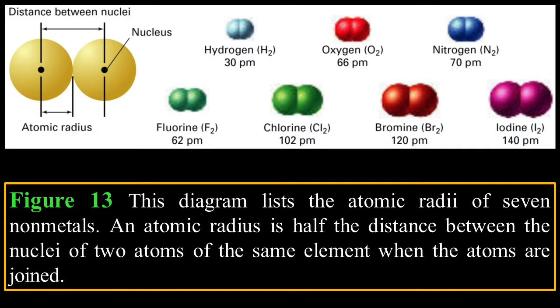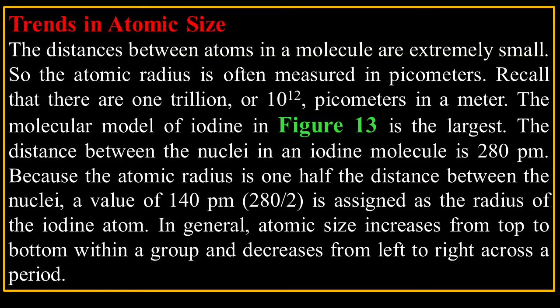1 picometer is 10 to the negative 12th meters. Very small. The distances between atoms in a molecule are extremely small. So the atomic radius is often referred to in picometers. Recall that there are 1 trillion, or 10 to the 12th, picometers in a meter.